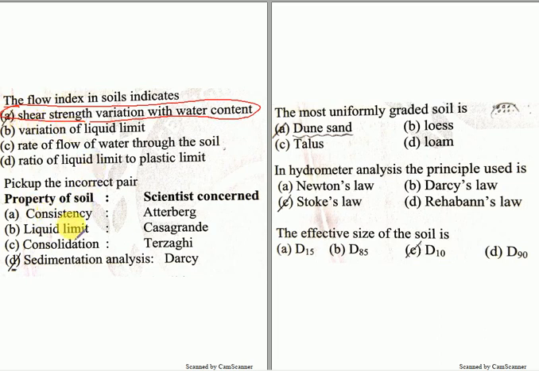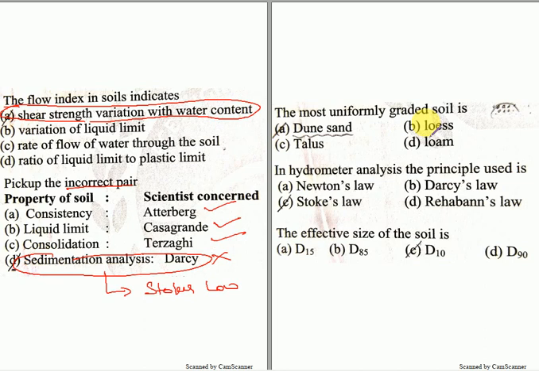Next, match the following. Consistency. They are asking which is the incorrect pair. Of course, consistency is found by Atterberg limit. Liquid limit, I had already told you many times, can be found by Casagrande apparatus. That is correct. Consolidation, Terzaghi is correct. But when coming to sedimentation analysis, Darcy's law is not right. Sedimentation, Stokes law.